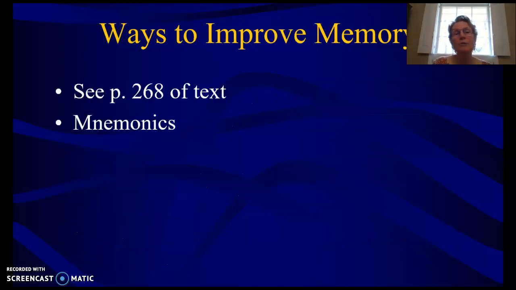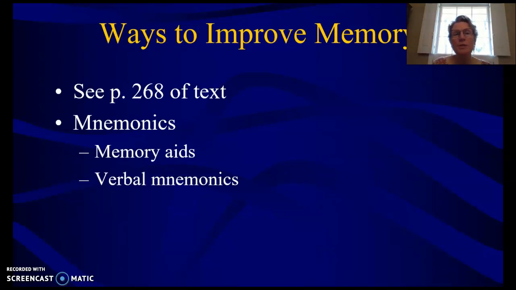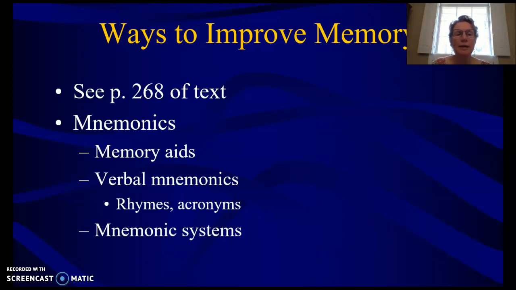Okay. All right, how do you improve your memory? There's a section on this in your chapter, around page 268. So do take a look at it. There are some really interesting strategies there. They talk about mnemonics, and these are things like rhymes and acronyms. So Roy G. Biv for the colors of the rainbow, right? There are also mnemonic systems.